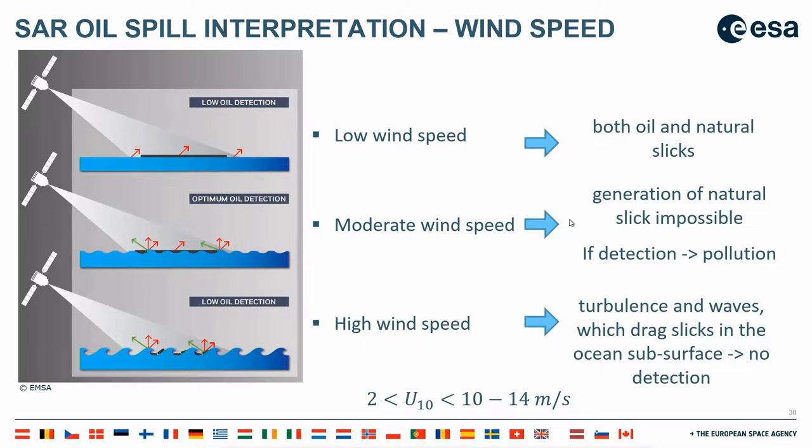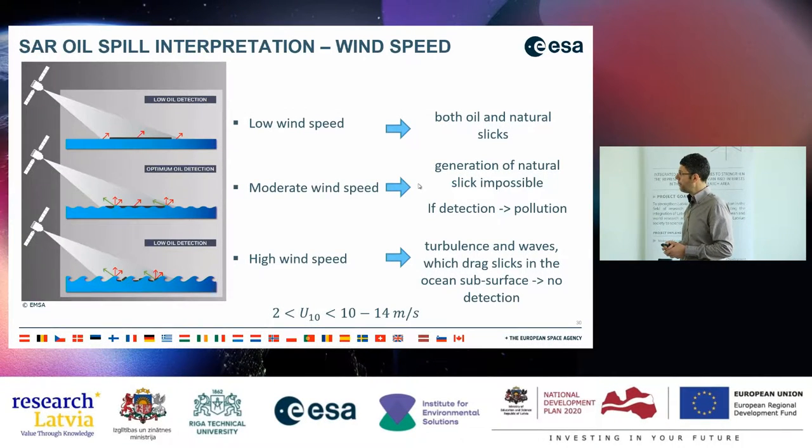In which conditions are you able to detect oil with SAR? When you have low wind speed, we have seen that wind is something important to generate the roughness over the ocean. If you have low wind speed, you basically have a flat ocean surface. It doesn't matter if you have oil or not, everything is flat, so everything will have low backscatter. When you have moderate wind speed, then you have the generation of roughness of the ocean waves. And so if you have detections, it's most probably oil pollution. And the other limit is when you have very high wind speed, because then the oil starts to mix in the waves, and so you don't have this smoothness anymore, so you cannot detect the oil.